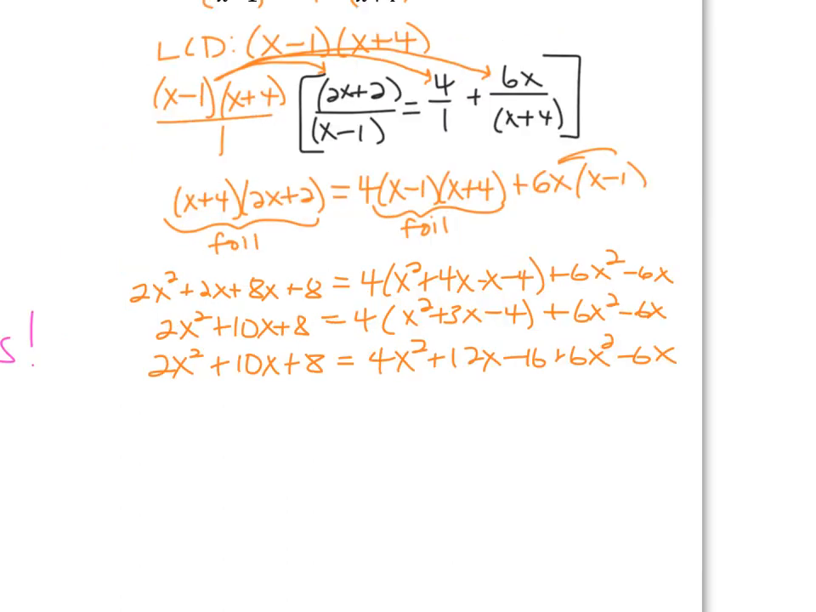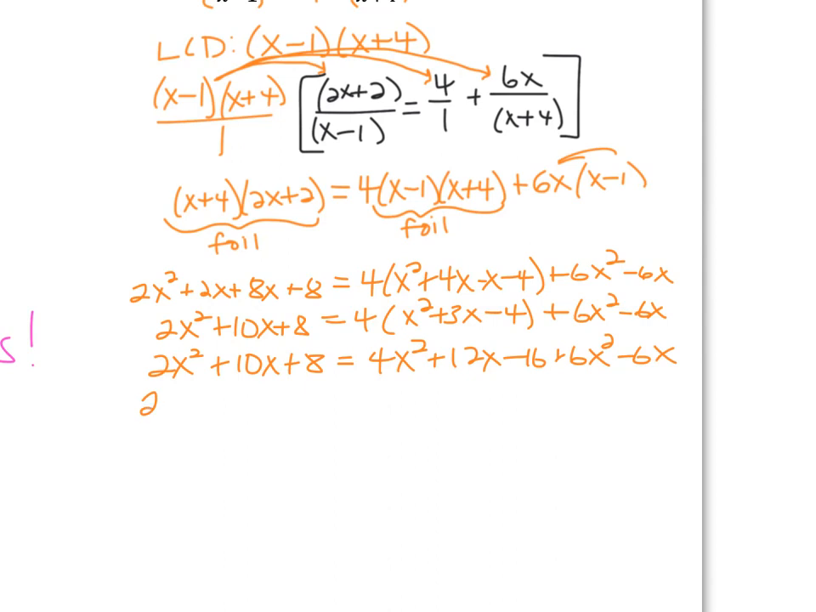Are you ready for this? I FOILed the first terms on the two parentheses on that left-hand side and ended up with 2x squared plus 10x plus 8. I FOILed the x minus 1 and the x plus 4 and distributed the 4 in to get 4x squared plus 12x minus 16, plus then I distributed the 6x in and got 6x squared minus 6x.